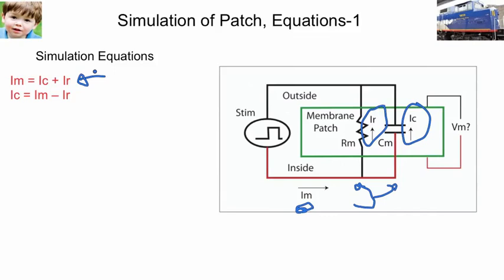You might think, how obvious can that be? Well, I agree, it's pretty obvious, but on the other hand, worth writing down. If we now just turn that around algebraically, that means that the capacitive current is the total current, the membrane current, minus the current that goes through the resistance.